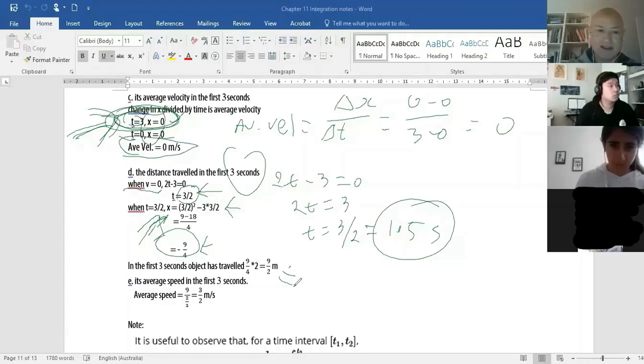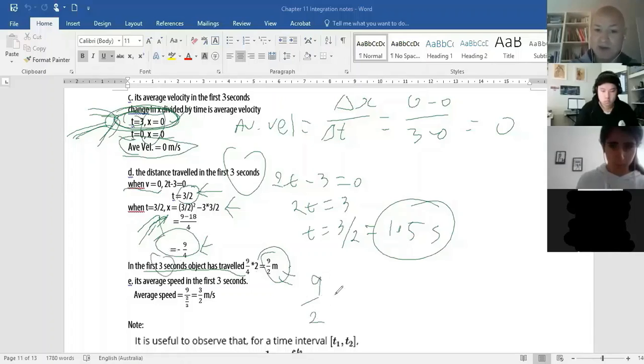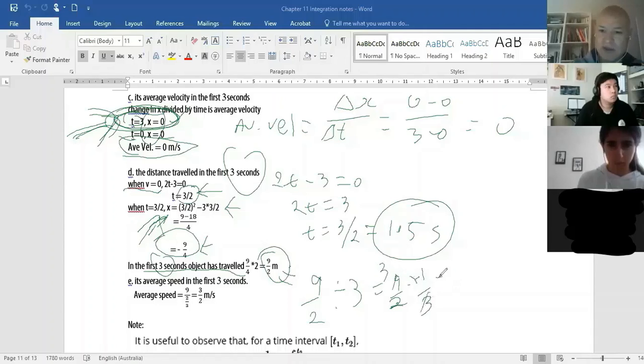All right, part E. It says it's average speed in the first 3 seconds. So average speed is the distance divided by the time. Well, we already know our distance, 9 divided by 2. And the time we know is the first 3 seconds. So we're going to do 9 divided by 2 divided by 3, which is 9 divided by 2 times 1/3. 3 goes into 9 3 times, so we get 3 divided by 2 meters per second. Any questions on that one?